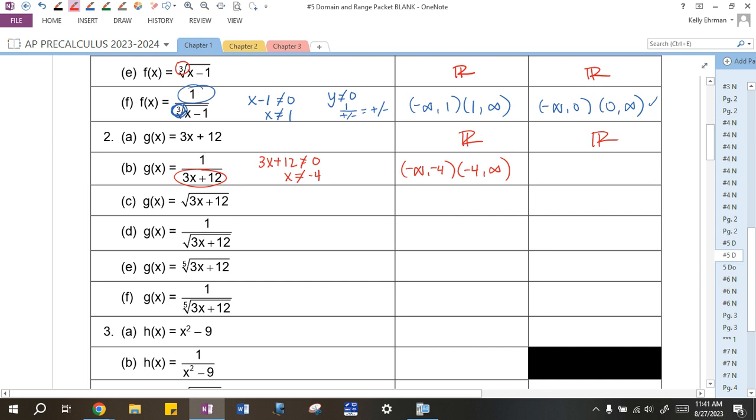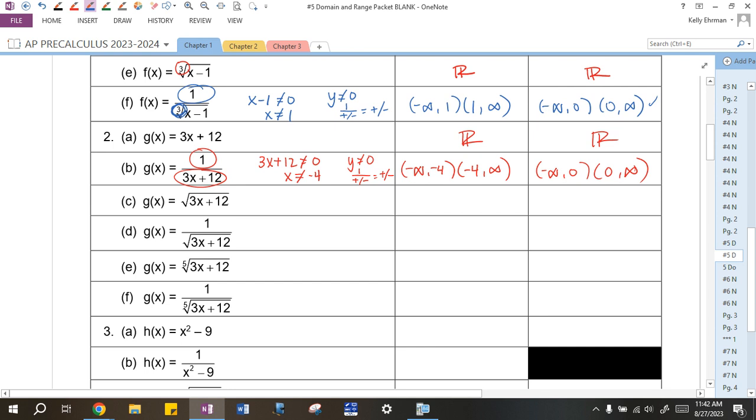And then for range, I go back through my checklist. There's no x on top, so y can't equal 0. 3x plus 12 can be positive or negative, so you're always going to get 1 divided by a positive, or sometimes it'll be negative, and that comes out to either a positive value or a negative value when you divide it out. So negative infinity to 0, 0 to infinity.